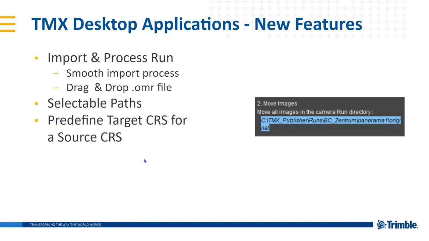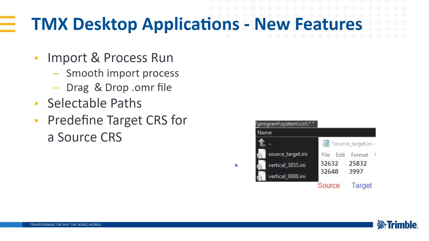Additionally, we have now an option to predefine a target CRS for a source CRS. Meaning if you're used to working in a certain target and source CRS pair, you can define this pair in an INI file under your program files system CRS folder. And with that definition, simply when you enter the source CRS, then the target will be picked directly based on that definition.